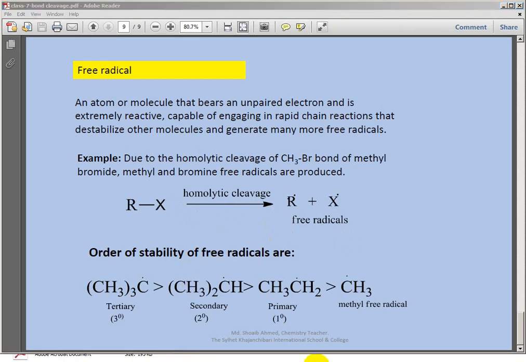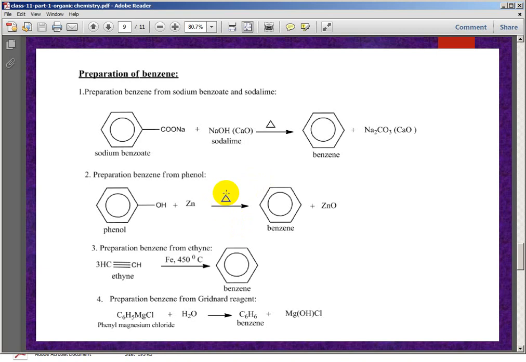Then preparation of benzene. Benzene can be prepared in five ways. Preparation of benzene from sodium benzoate and soda lime. This is sodium benzoate, this is the benzene ring and sodium. This salt comes from benzoic acid. And this is the soda lime, sodium hydroxide and calcium oxide. When sodium benzoate and soda lime are heated, benzene is formed.